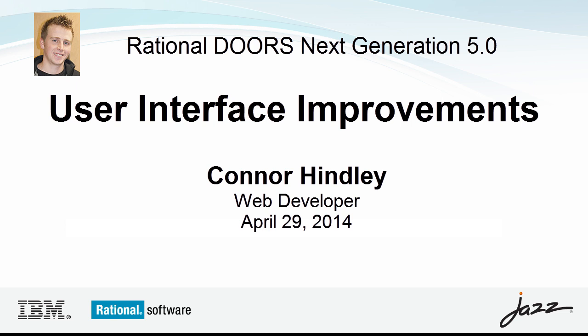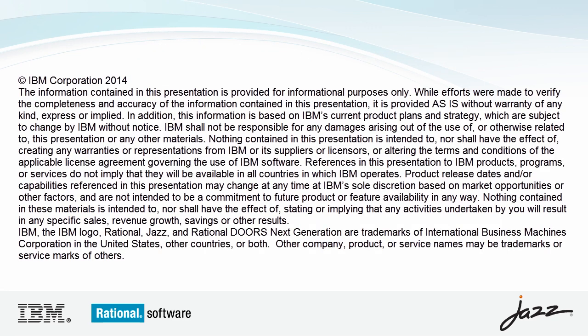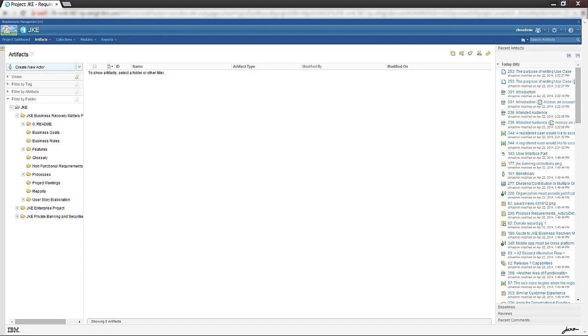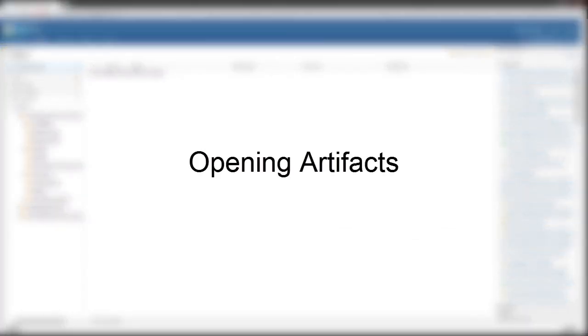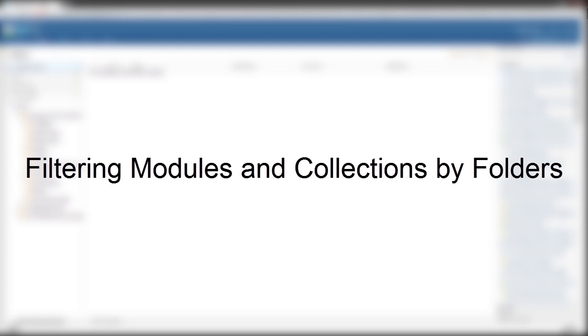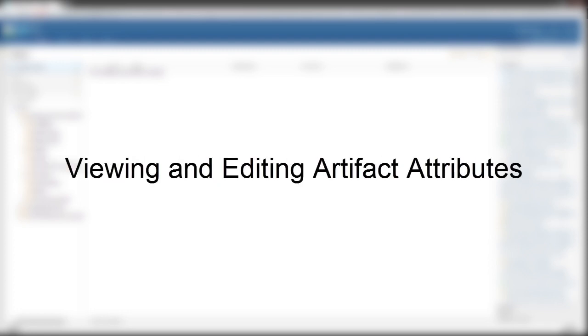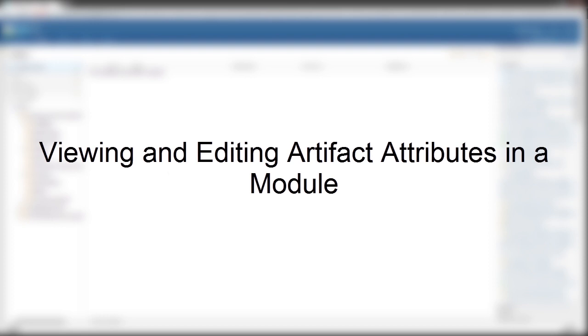In this video, I will talk about the user interface improvements that are included in the 5.0 release. The improvements I'm going to address include opening artifacts, editing rich text, using the redesigned header, pasting artifacts in modules, filtering modules and collections by folders, viewing and editing artifact attributes, and viewing and editing artifact attributes in a module.